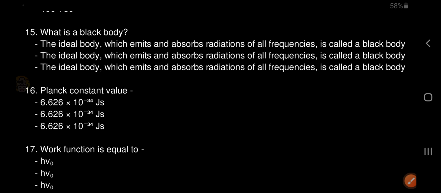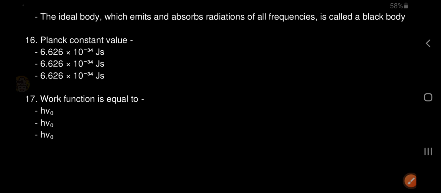Planck constant value 6.626 into 10 to the power minus 34 joule second. Work function is equal to h mu naught. H is Planck's constant, and mu naught is the threshold frequency. Planck's quantum law: E is equal to h mu.